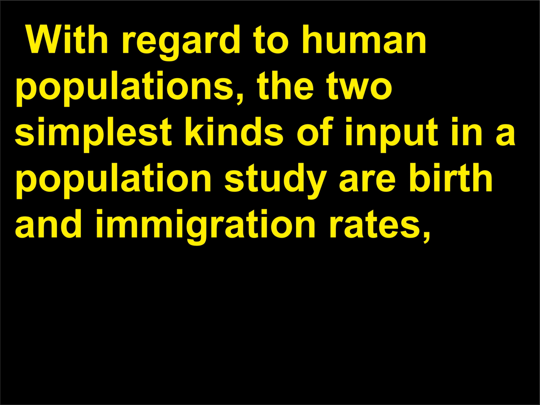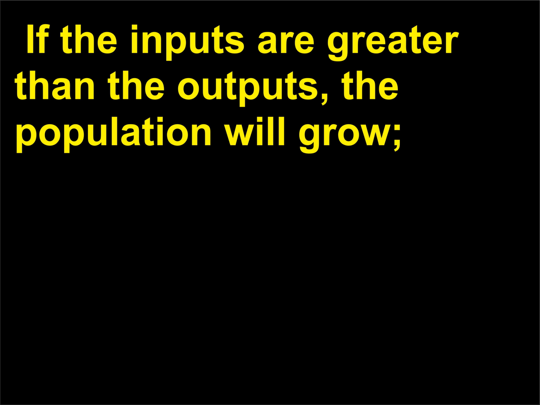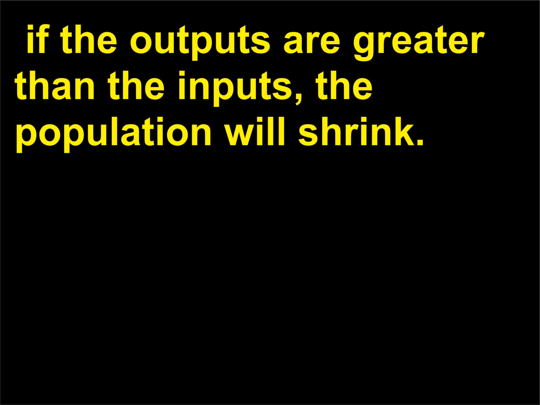With regard to human populations, the two simplest kinds of input in a population study are birth and immigration rates. And the two basic outputs are death and emigration rates. If the inputs are greater than the outputs, the population will grow. If the outputs are greater than the inputs, the population will shrink.